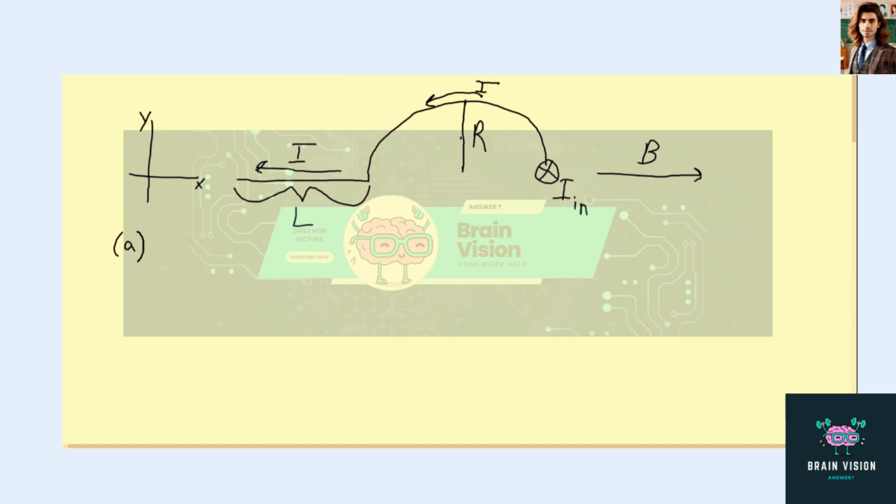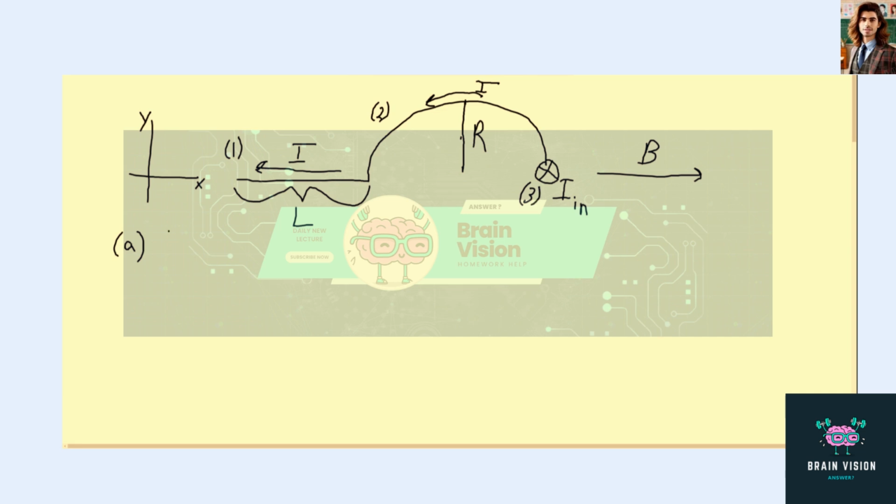So we're going to do this piece by piece. I'm going to call this straight segment here part 1, the circular part, part 2, and then this thing coming out of the page, part 3.